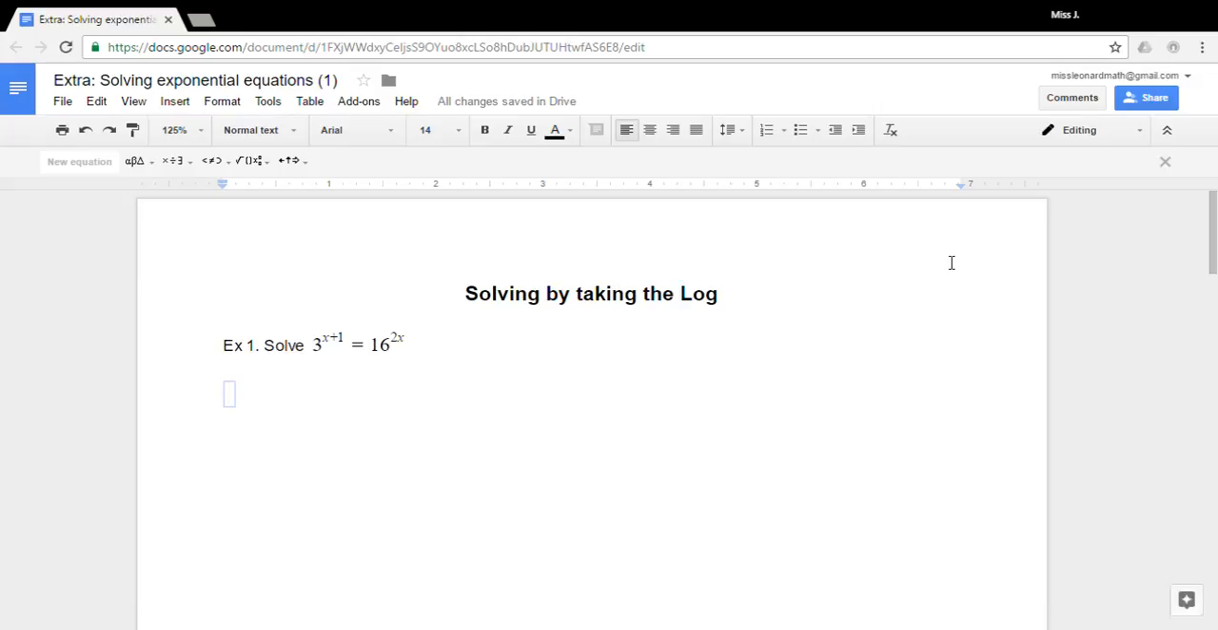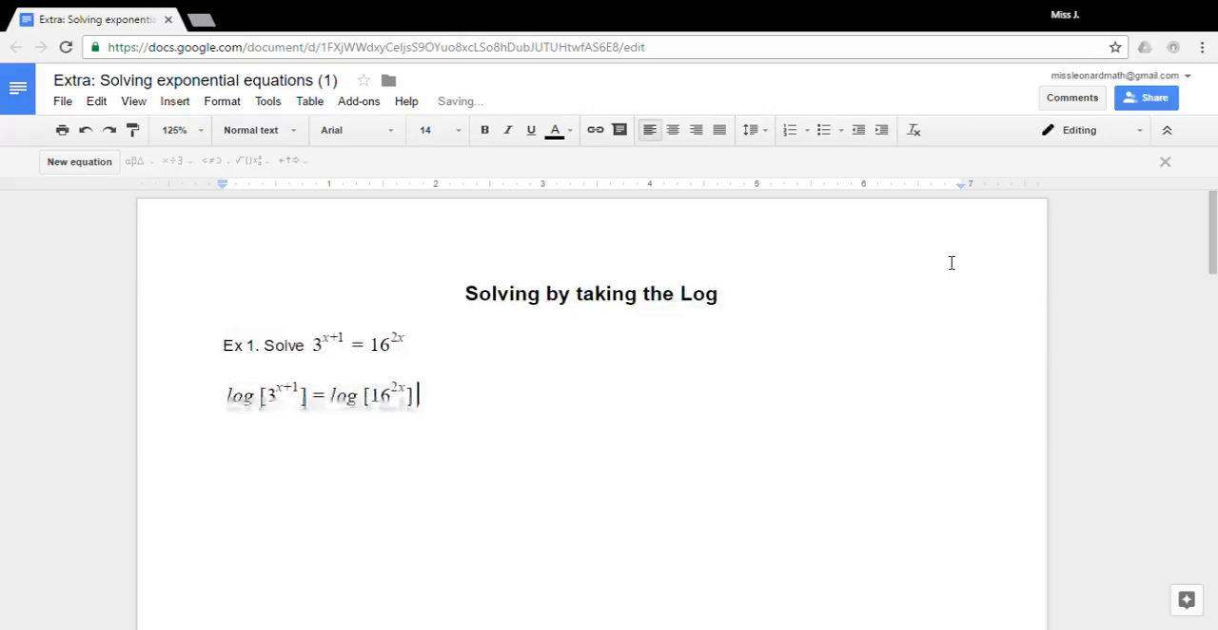Now, when you think of your log, it's really just any other type of normal function, such as your square root or sine or cos. It's just as much of a function as any of those other ones are. So if we want to take the log of both sides, we're really just placing log around what's already there in our equation. So on the left-hand side, we're going to have log of 3 to the power of x plus 1. And on the right side, we're also taking the log of that. So 16 to the power of 2x.